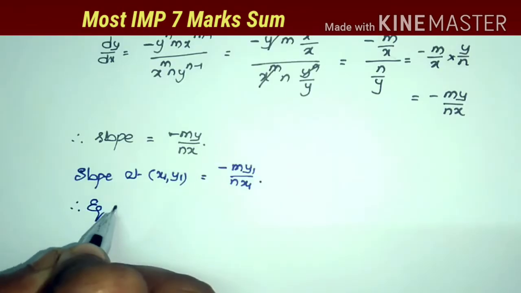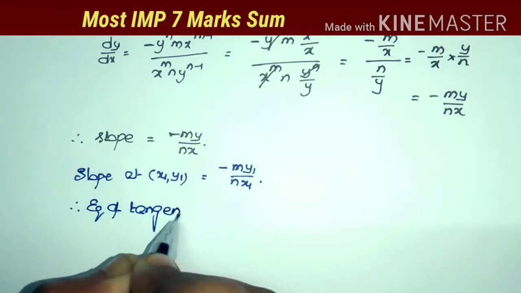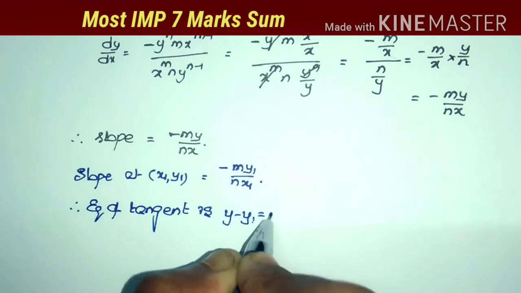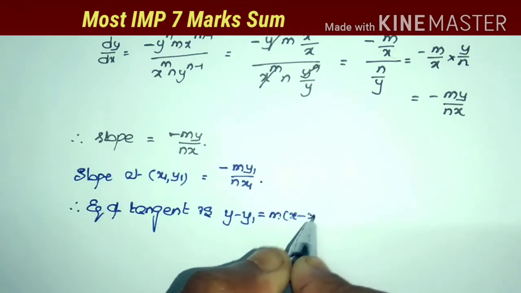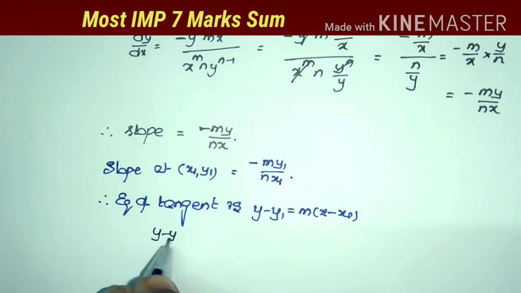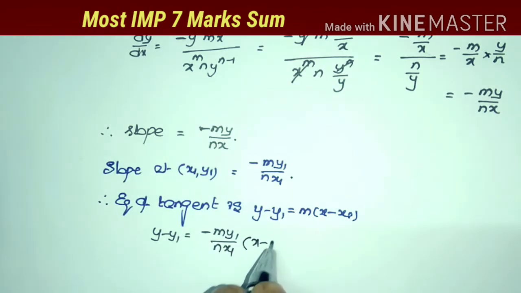So, the equation of tangent: what is the formula? y minus y1 is equal to m into x minus x1. Now, substituting the values, y minus y1 is equal to, what is the slope value? Minus my1 by nx1 into x minus x1.